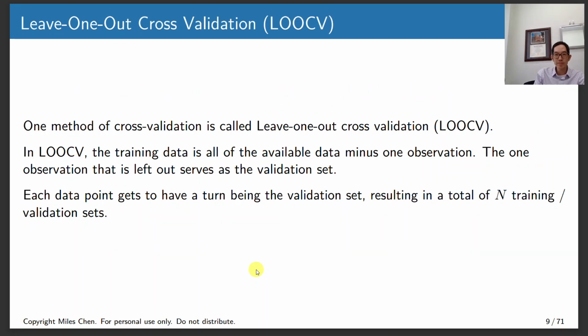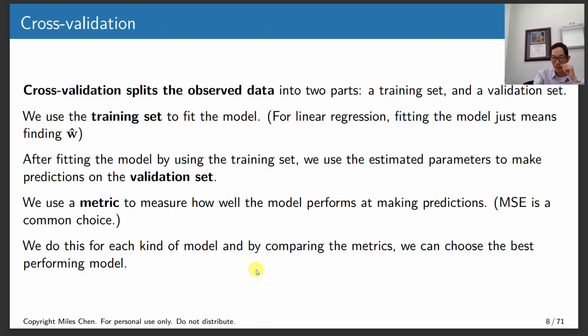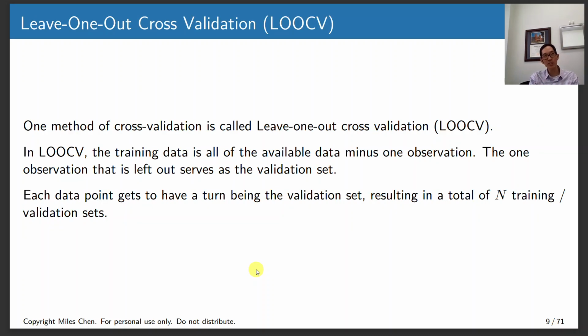All right, so one of the methods of cross-validation that we'll look at is leave one out cross-validation. In leave one out cross-validation, the validation set is just one observation, okay? It feels a little bit silly. We have a training set and a validation set, but basically the training set is all of the observations except for one, and the validation set is that one observation you left out. When you do this, every data point in your data set gets a turn at being the validation set. So you end up having n of these training validation splits.